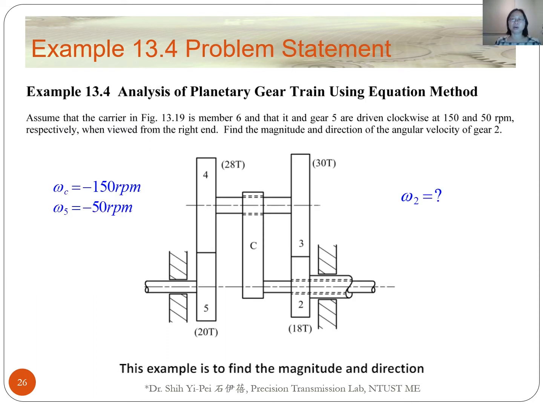This example is to find the magnitude and the direction of the angular velocity of gear 2. The numbers of teeth of the gears in the gear train are given in parentheses. Assume that the carrier and gear 5 are driven clockwise at 150 and 15 rpm, respectively.